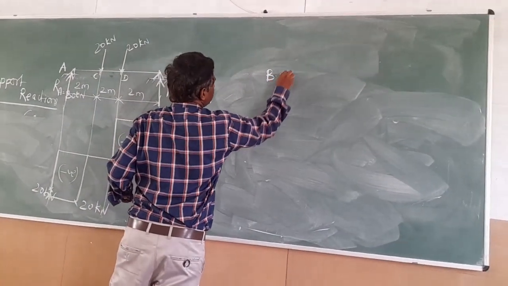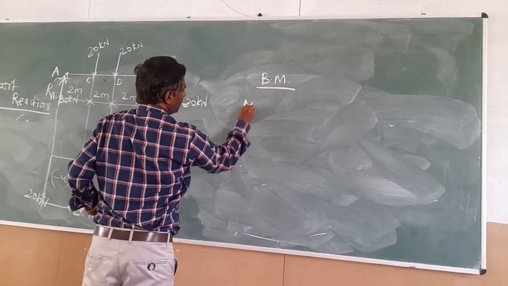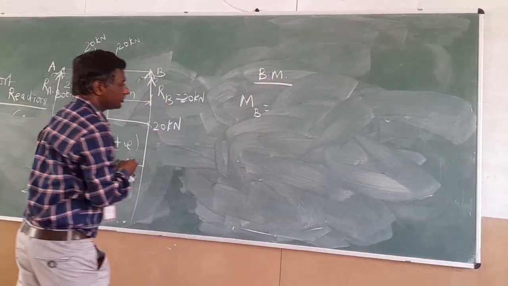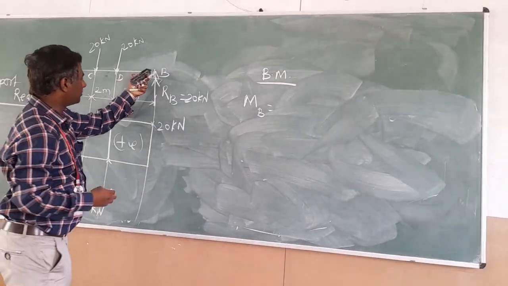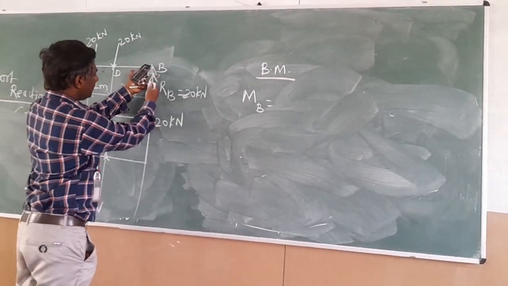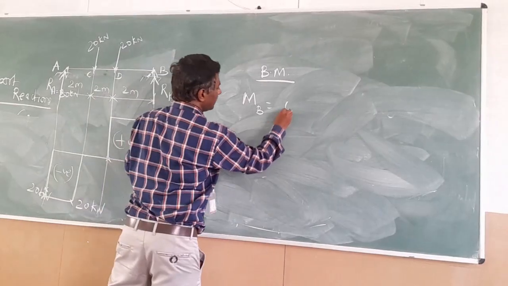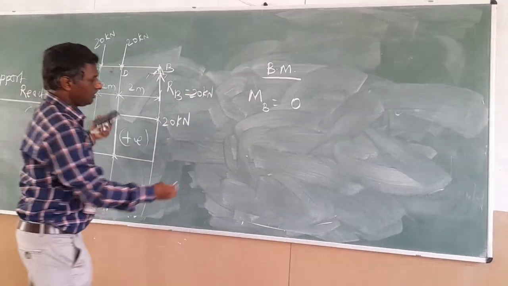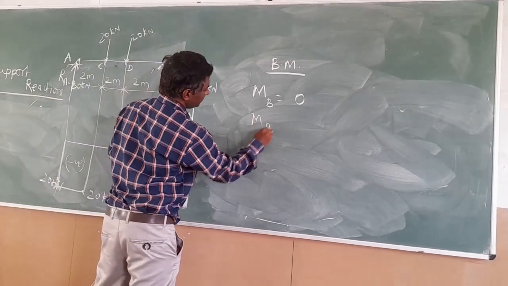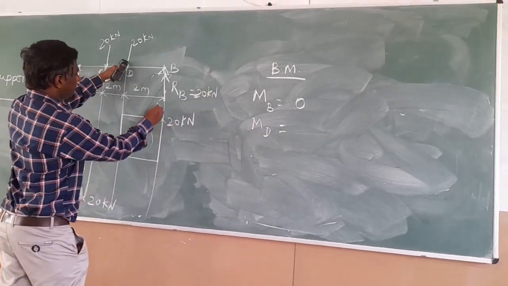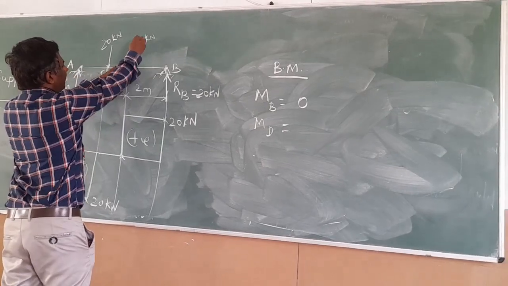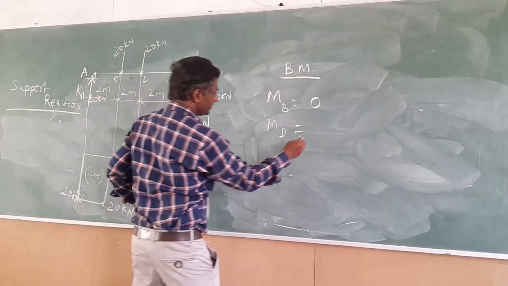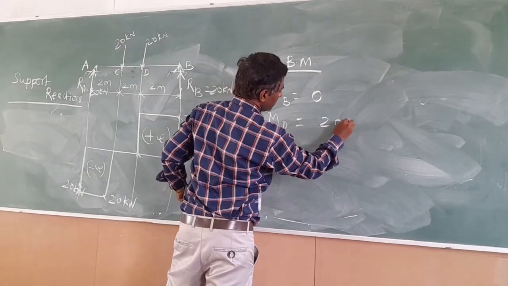So let's take the BM. So M at the point B, force into perpendicular distance. So M is equal to 0, since you are having only one force that lies at the same point. Then we can go for the bending moment at point D. So RB into 2, and this 20 will not have any effect because it lies at the same point. Simply it is 20 into 2.